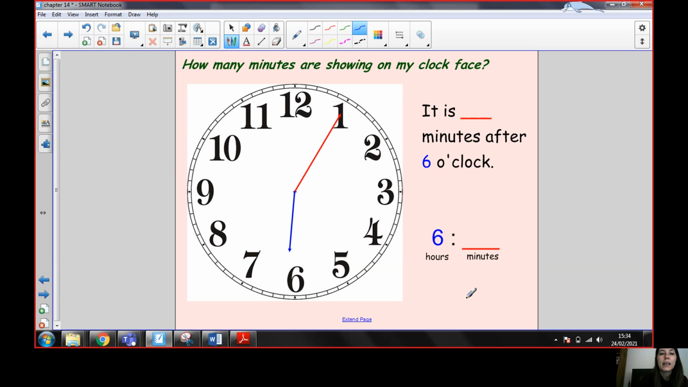What time might this one be? Pause the video and talk to someone at home. Where is that minute hand? How many minutes is it representing?